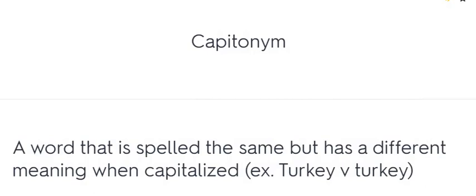Capitonym. A word that is spelled the same but has a different meaning when capitalized. Caricature. A representation in which the subject's characteristic features are deliberately exaggerated to present someone or something in a deliberately distorted way. Device used in descriptive writing and visual arts where particular aspects of a subject are exaggerated to create a silly or comic effect.